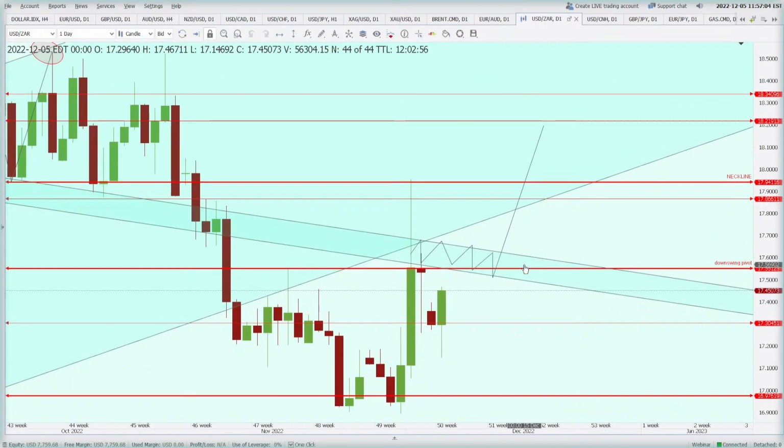But you have to keep your eye on 7.55, and on the lower side you have to keep your eye on 70.3045.